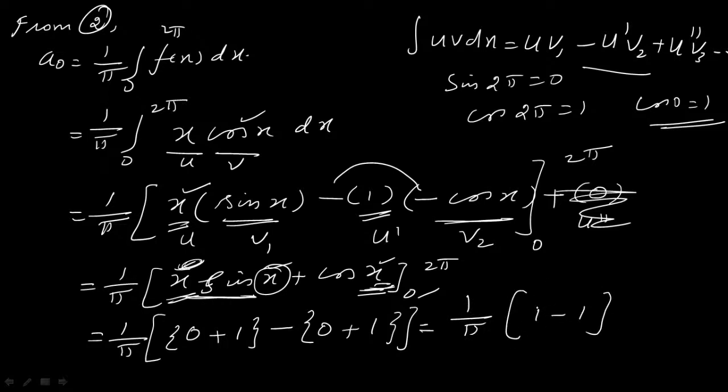What happens? 1 minus 1 is 0. That is 1 by pi of 0. So 1 by pi of 0 is nothing but 0. So the value of Fourier coefficient a naught is calculated as 0. Next we calculate the value of a n.